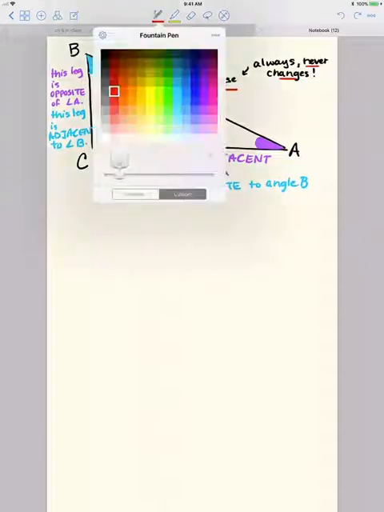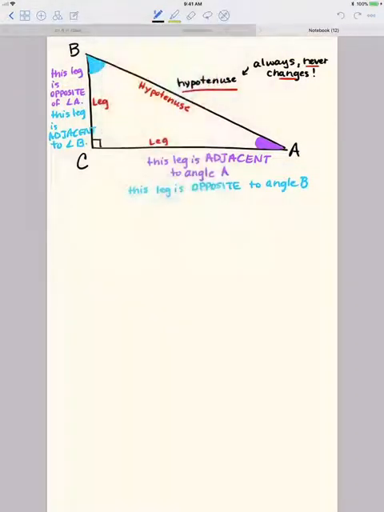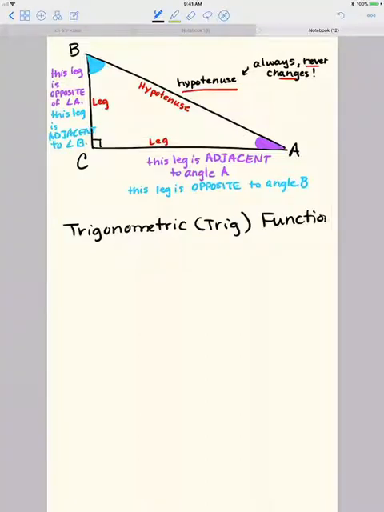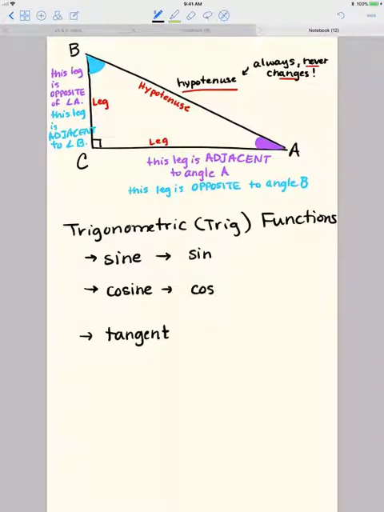So there are three of them. They're called trigonometric functions, which we'll shorten. We're focusing on three for this section, and they are the sine function, the cosine function, and the tangent function. And those all have abbreviations. Sine is abbreviated SIN, cosine is abbreviated COS, and tangent uses the abbreviation TAN.